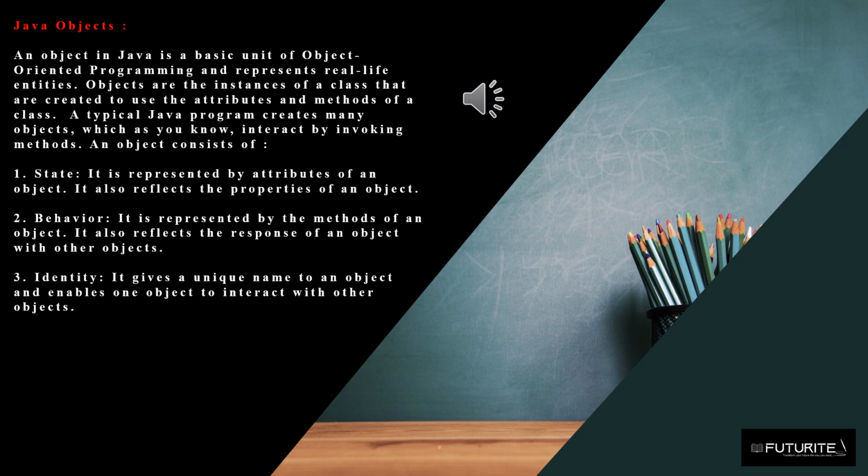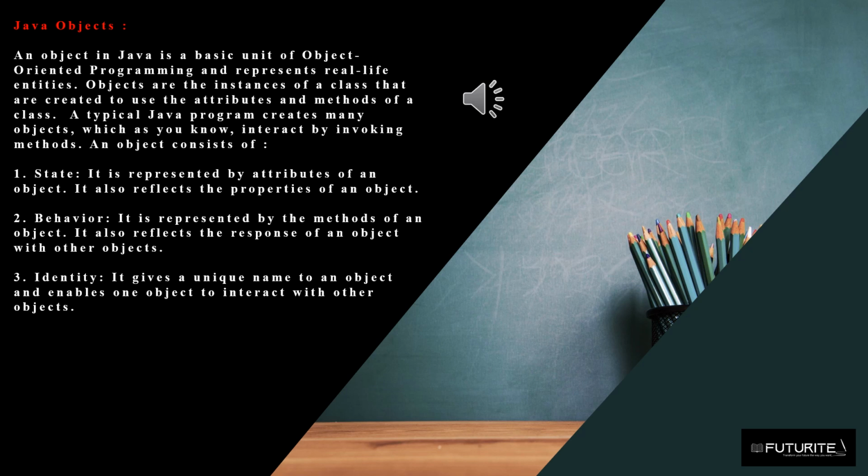Now let us understand what a Java object is. I have already explained classes in Java, and now I am going to explain objects in Java, I mean objects for a class. An object in Java is a basic unit of object-oriented programming and represents real-life entities. Objects are the instances of a class that are created to use the attributes and methods of a class.